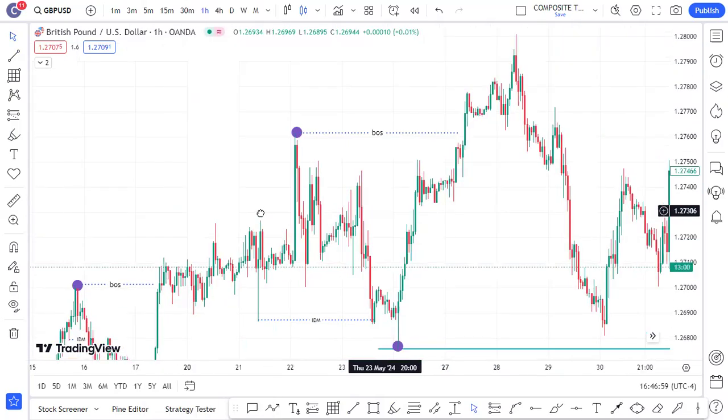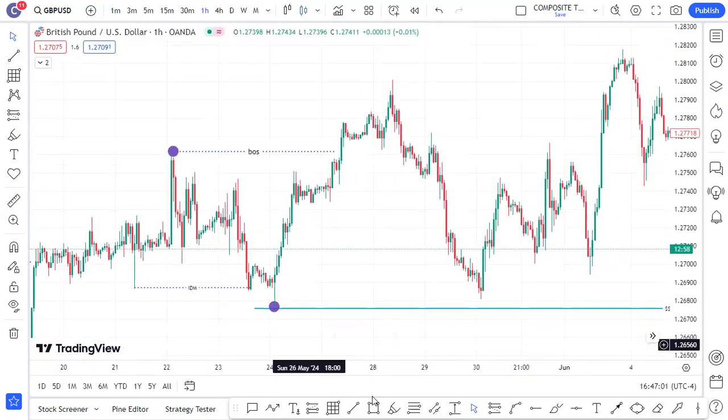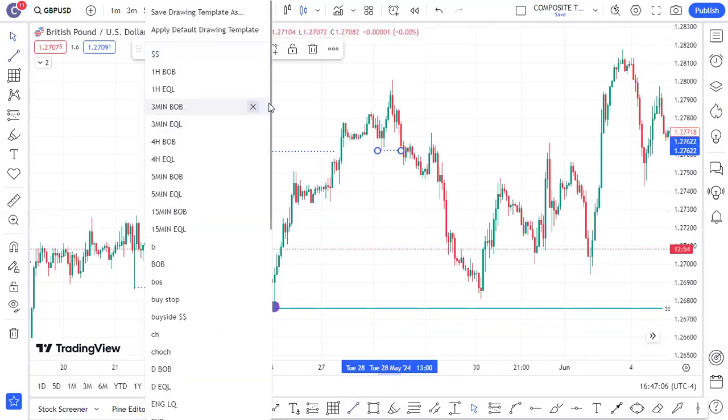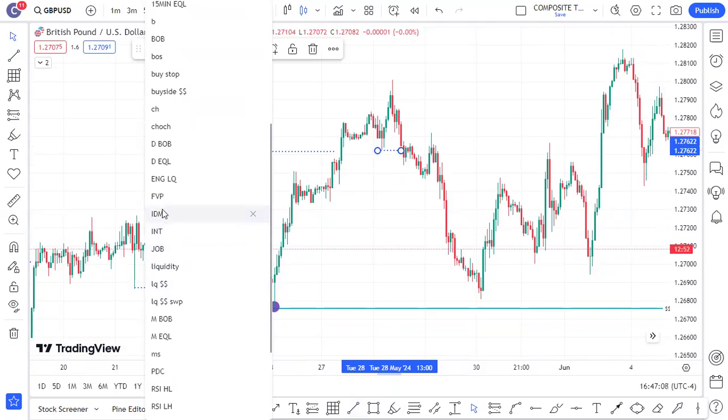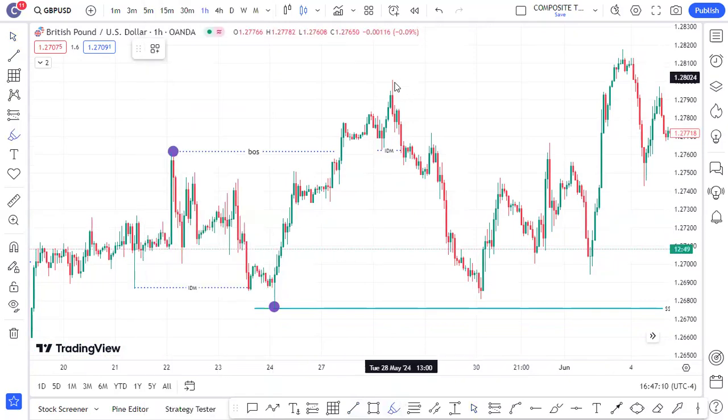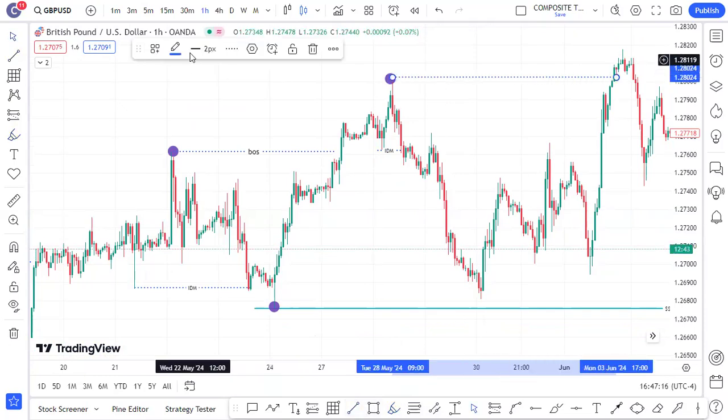Yeah, we have that BOS. Then this becomes our low. Then there's the next inducement. The next inducement is here. This is our high. Again, price breaks this high. That's the break of structure there.